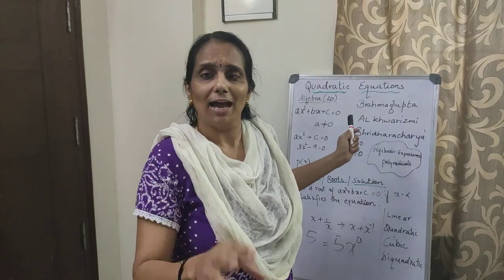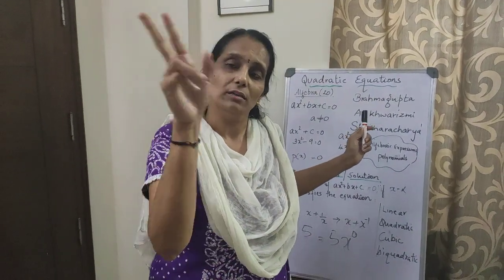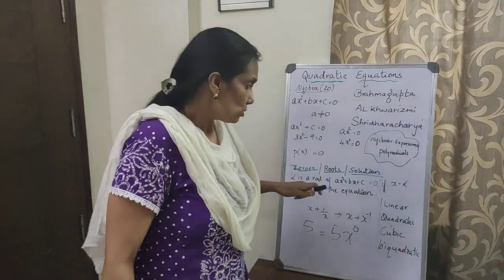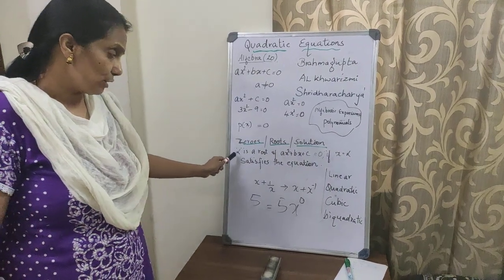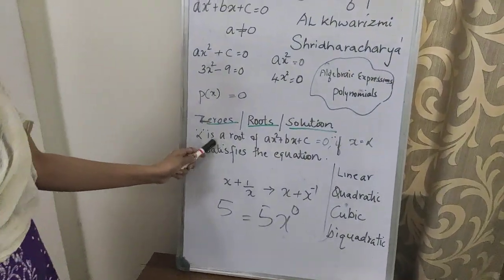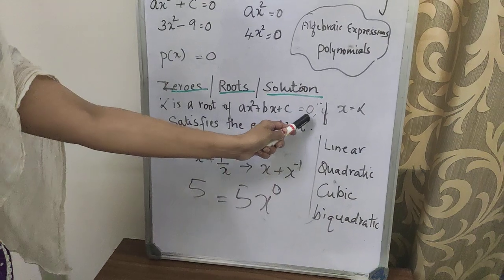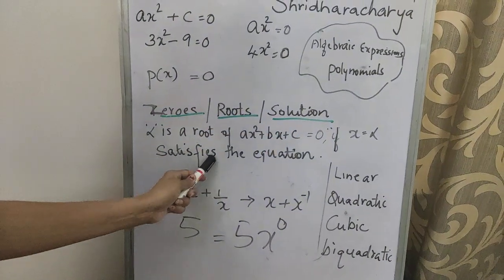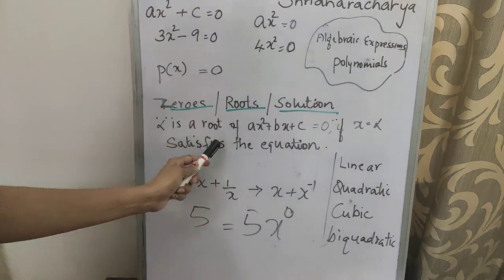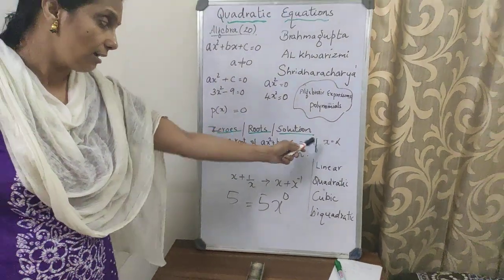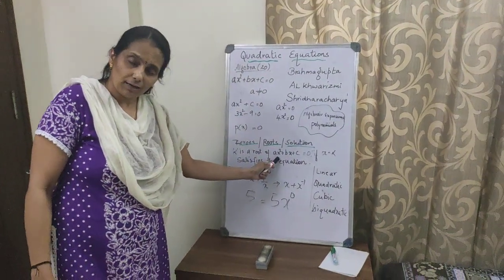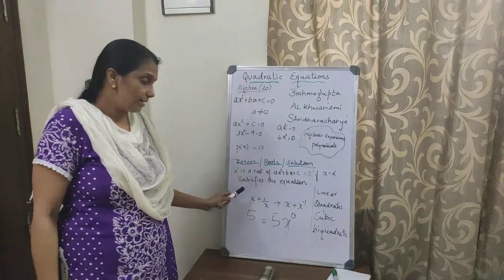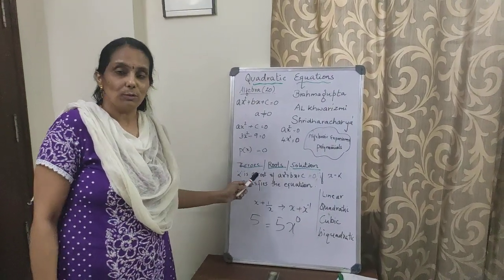So we just name it as a zero or a root or solution of a quadratic equation. So what is a zero of a quadratic equation? We say alpha is a root of the equation ax square plus bx plus c equal to 0 if x equal to alpha satisfies the equation. What do you mean by satisfy the equation? It means that when you put alpha in place of x and you get an answer 0, it satisfies the equation. Okay, that is meant by root of a quadratic equation.